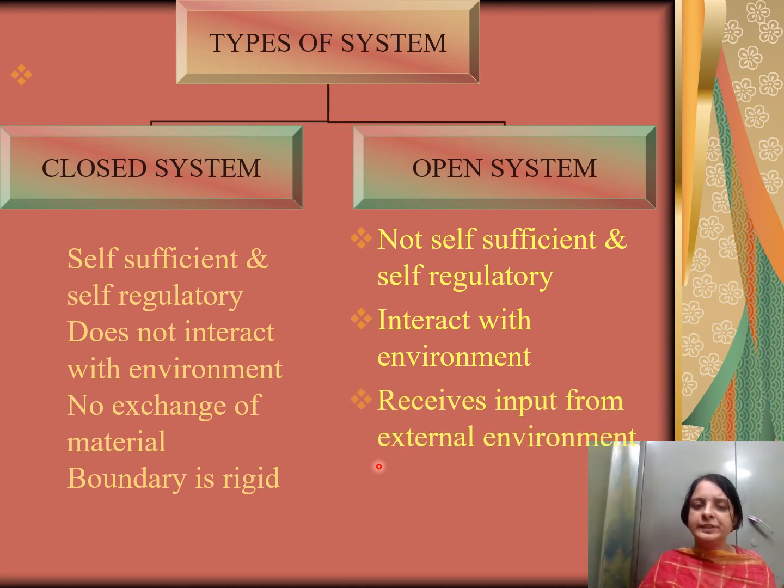Now closed system is self-sufficient and self-regulated, does not require support of anyone, whereas open systems are not self-sufficient and self-regulatory. In closed system there will be no exchange of material, while in open system it receives input from the external environment. There will be exchange of materials. In the closed system, the boundaries are rigid, while in open system the boundaries are flexible because you can go anywhere, you can interact with the environment.